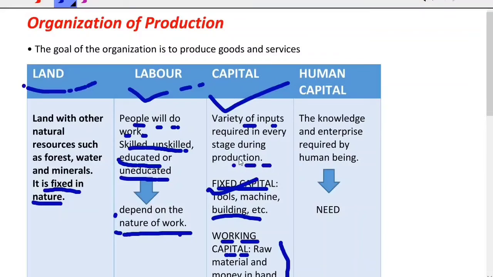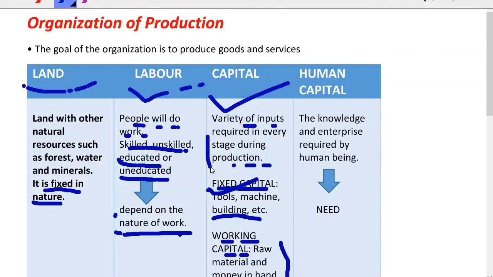If we take the example of farming, there is a requirement at every stage. First there is a requirement of seeds, then fertilizer, then pesticide, and later on the crops have to be sold in the market. So again there is a requirement of capital. In every type of activity, in every stage of production, there is a requirement of capital.